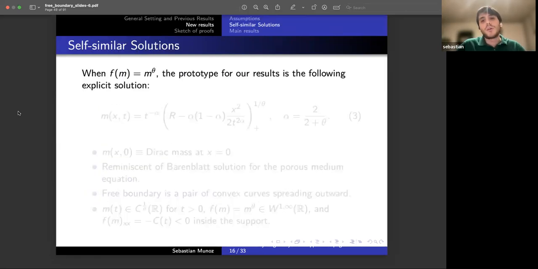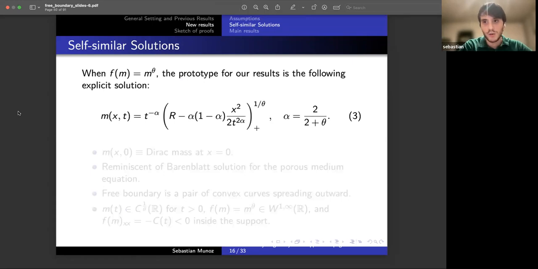When f of m is equal to m to the theta, I will begin by saying that there is a prototype solution. There's an explicit solution to this problem, which looks like this. It's a kind of fundamental solution in the sense that at time zero, it is equal to a Dirac mass centered at x equals zero.